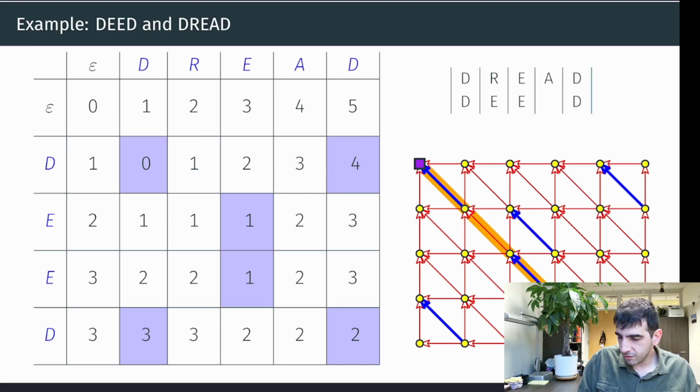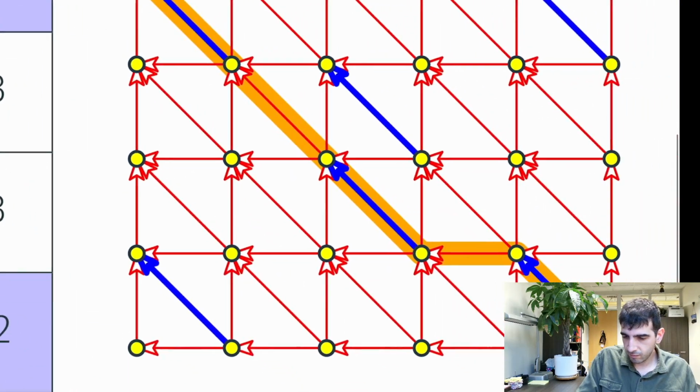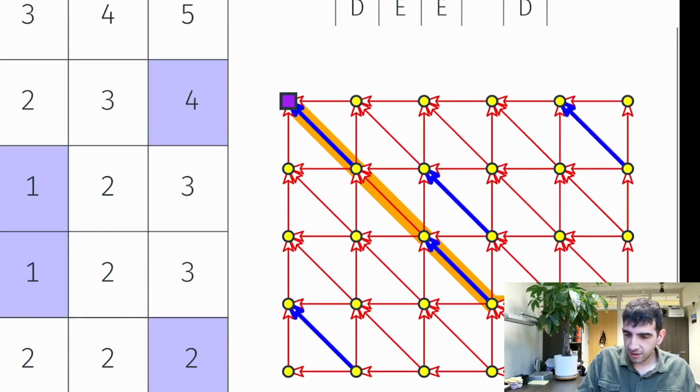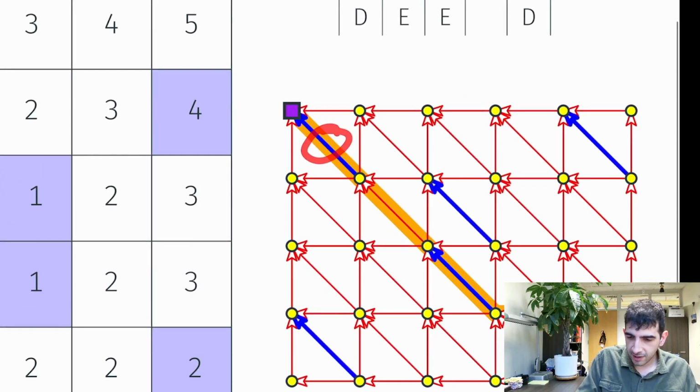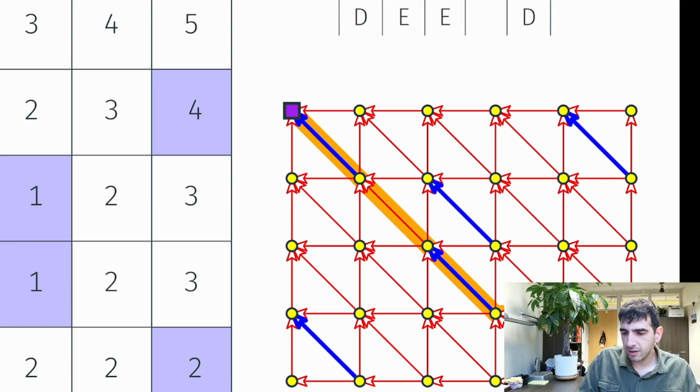Depending on the minimum case we took, this will tell us: did we match two characters together, as we did here? Or did we do a deletion? Or did we do an insertion?